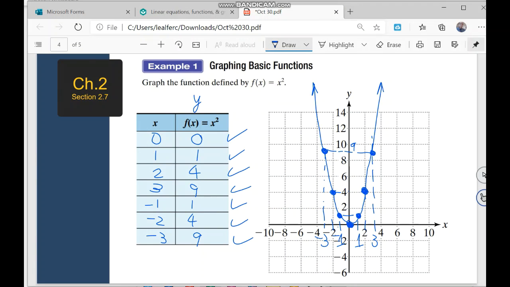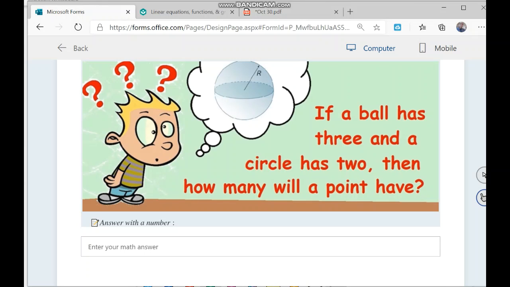Let me show you the bell work. I want your answer for this bell work. The question is very short, and there are a few answers already. You just need to figure out what the question is asking about. If a ball has 3 and a circle has 2, then how many will a point have? 3 what? 2 what? The hint is that it is about math. It's nothing crazy like letters.